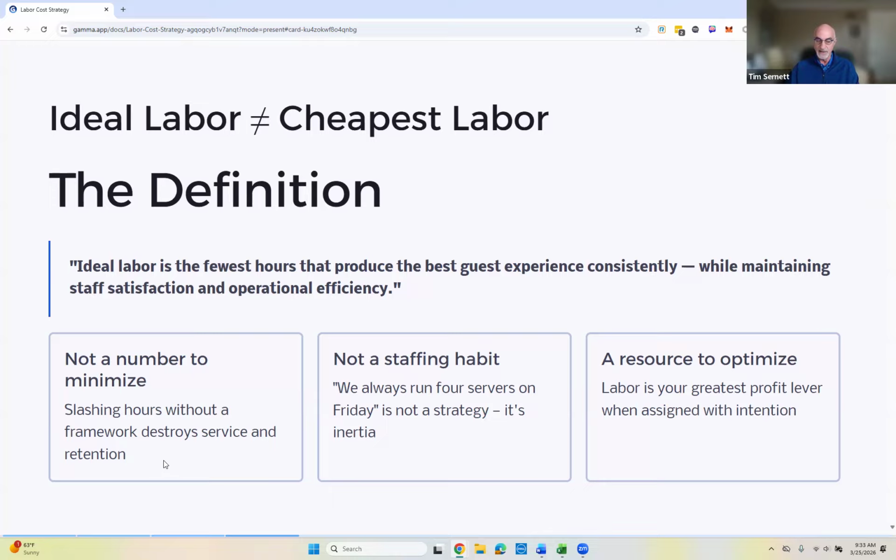It's not a number to minimize. Slashing hours without the framework destroys service and retention. It's not a staffing habit. "We always run 4 servers on Friday." That's not a strategy. It's inertia. And it's a resource, so labor is a resource to optimize. It is your greatest profit lever when assigned with intention.